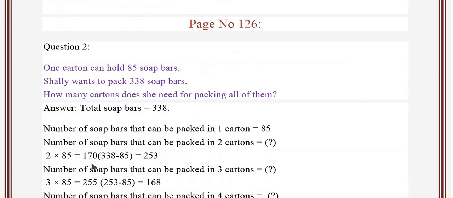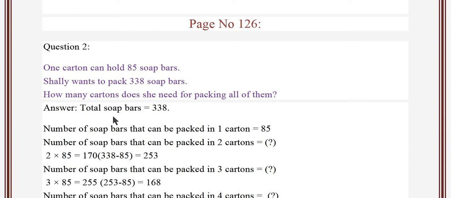Now page number 126. Question number 2. One carton can hold 85 soap bars. Shelly wants to pack 338 soap bars. How many cartons does she need for packing all of them? If one carton is there, then 85 soaps. So 85 soaps is equal to 1 carton. So 338 soap bars is equal to how much?